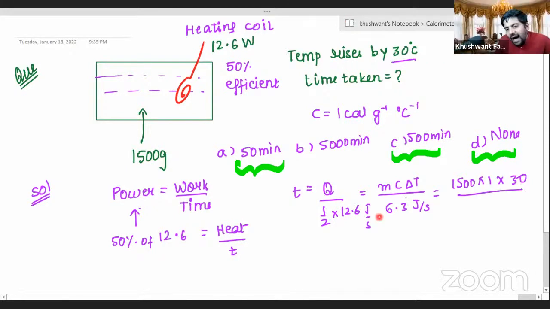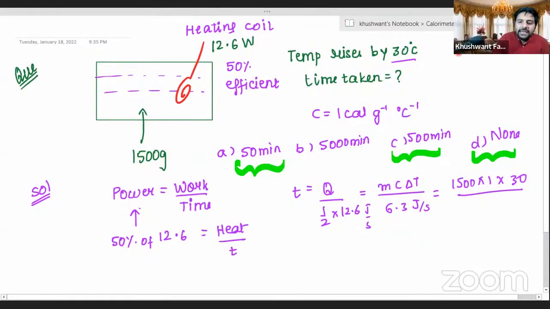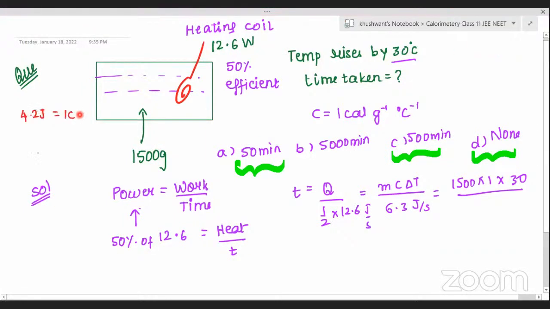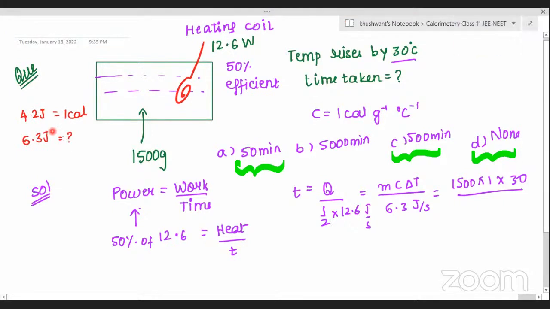And here in the denominator, are the units in joules or in calories? Joules, sir. So do we need to convert it into calories? Yes, sir. Chalo, tell me what's the conversion factor? 4.2 joules is how much calories? 1 calorie, sir. So therefore 6.3 joule will be how much calories?